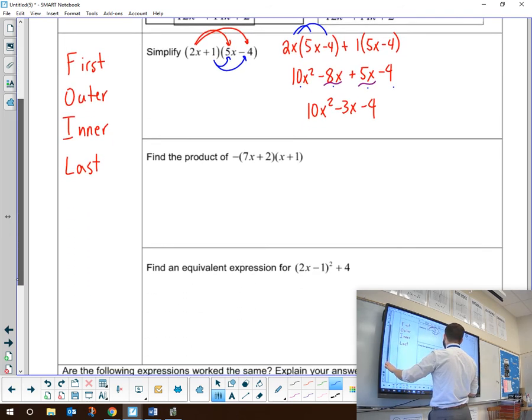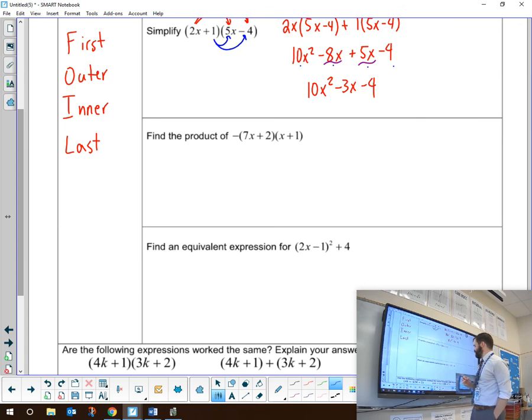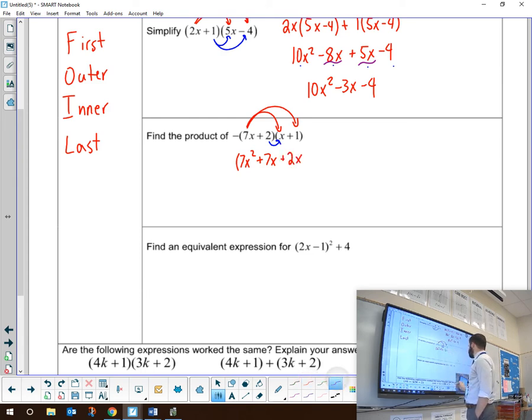Okay? On this next one, you'll notice that I have a negative out in front. Now, I'm not going to write this one out the long way. I'm going to do my first 2 first. So I'm going to go 7x times x is 7x squared. Then I'm going to go my outer. 7x times 1 is 7x. Then I'm going to go my inner 2x, 2 times x is 2x. And then I'm going to go my last, first, outer, inner, last. First 2, outside 2, inner 2, last 2. And then 2 times 1 is, of course, 2.